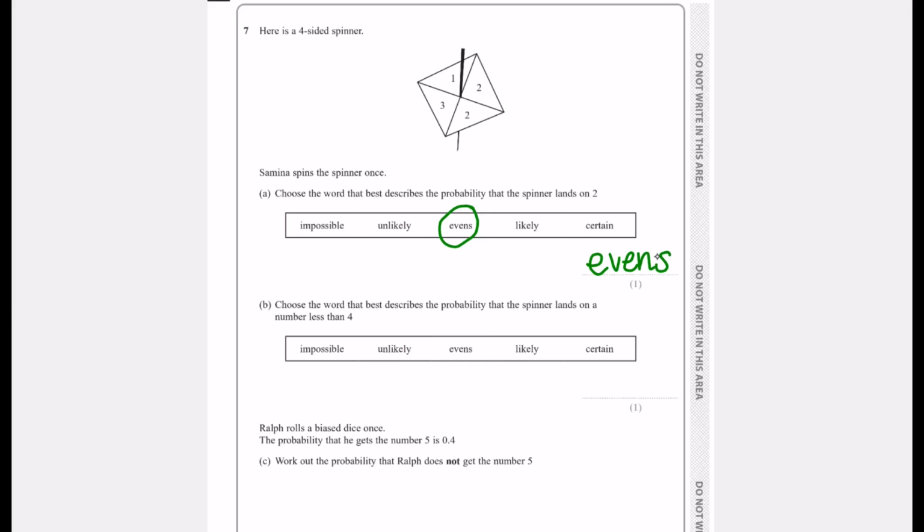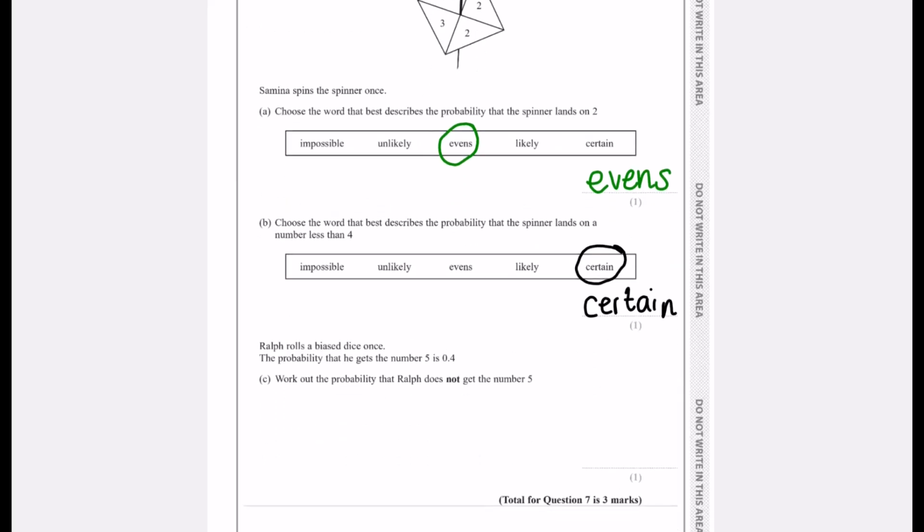Choose the word that best describes the probability that the spinner lands on a number less than 4. So all of the numbers are less than 4. So it's definitely going to happen. That's certain. It will definitely be a number less than 4 because all the options are less than 4.